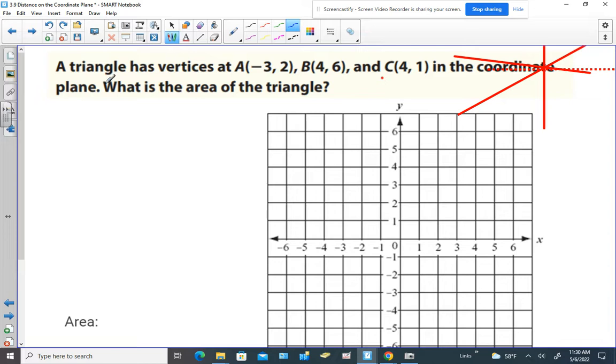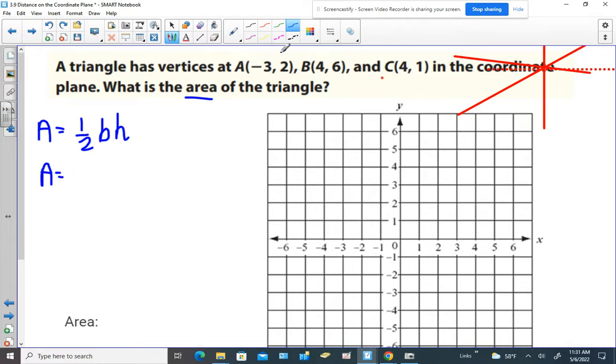A triangle has vertices at A (-3, 2), B (4, 6), and C (4, 1) in the coordinate plane. What is the area of the triangle? So since we're talking about area, how about we write the formula down for area of a triangle, which is area equals half of the base times the height.